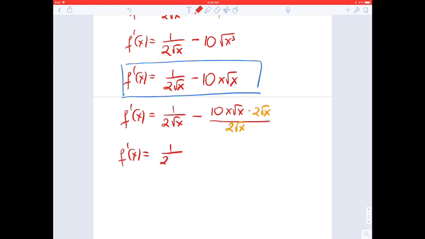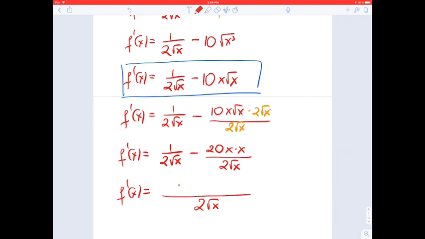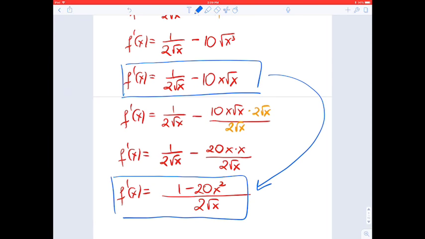So we do have 1 over 2 root x. 2 times 10 is 20. x times root x times root x is x. Root x times root x is x, which is just x squared. Let's rewrite on one fraction bar, common denominator, 1 minus 20 actually, x squared. That means I believe this is a nice final form. So make sure that you know how to use a few algebra steps, arithmetic steps, and get this form.